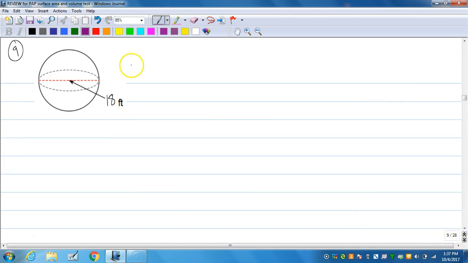A sphere. Spheres are easy to do. It is 4 pi r squared. That is the diameter, I don't want this. Half of 18 is 9, so 9 is my r. So it's simply 4 times pi times 9 squared.